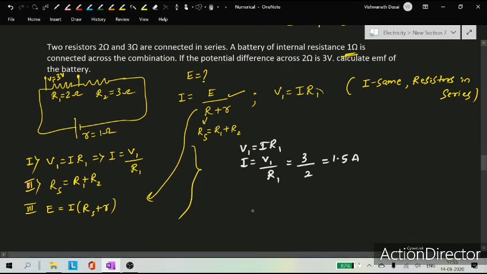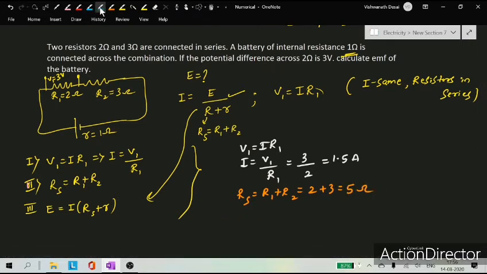The second step is RS. RS is equal to R1 plus R2. The formula also carries a mark. Even though it looks easy, just adding, you need to write the formula. Even if the answer has some mistakes, they can give 1 mark for the formula if it is correct. So you need to write the formula. So R1 plus R2, this is 2 plus 3, which is equal to 5 ohm.